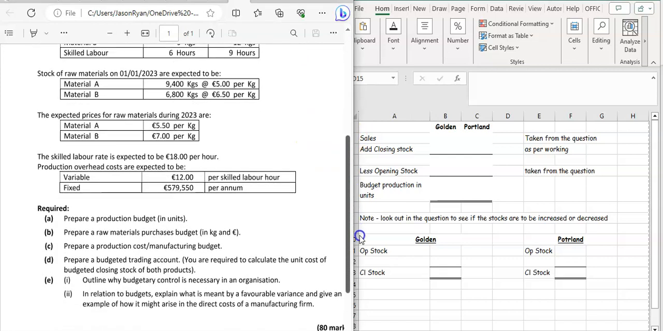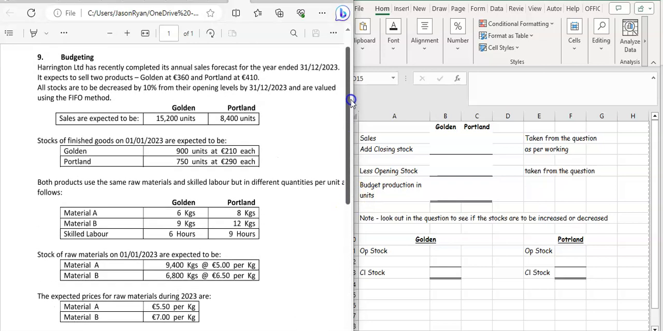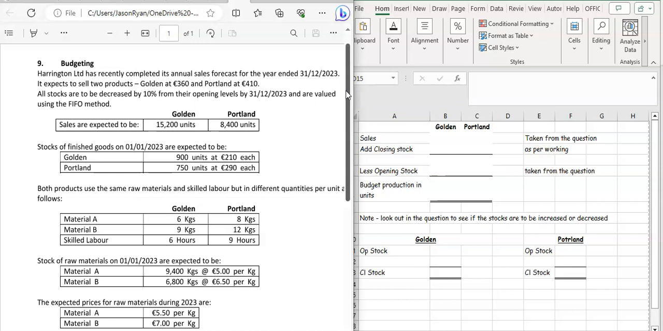So the first part, A, is where you're going to have to prepare a production budget. Basically, that is trying to figure out how many units we have to produce for that product. So remember, management accounting is looking to the future. It's telling us here that sales are expected to be 15,200 for Golden, 8,400 for Portland. Stock of finished goods on the 1st of the 1st, 2023 are expected to be Golden, 9,000 units at €210 each, and Portland, 750 units at $290. That's important because that links into how much all stocks are to be decreased by.